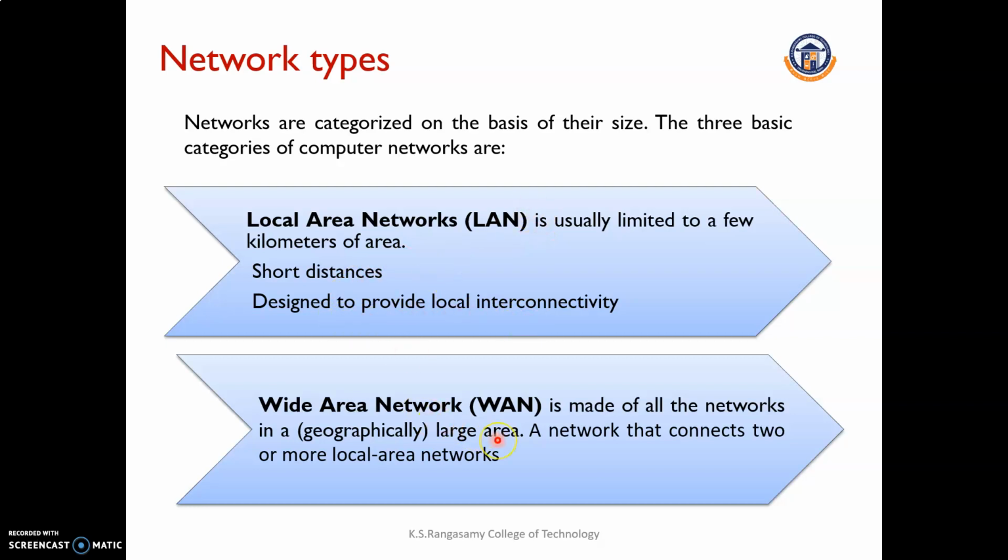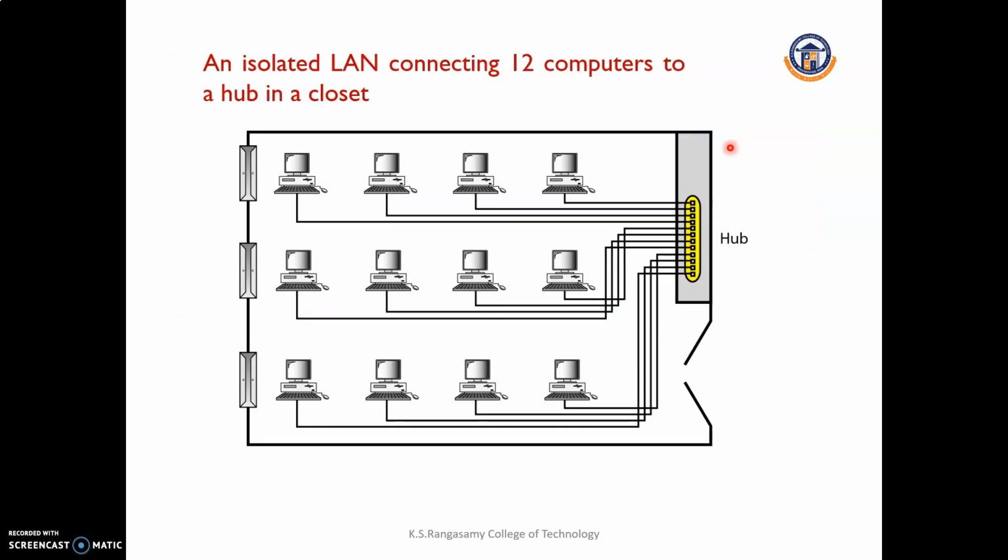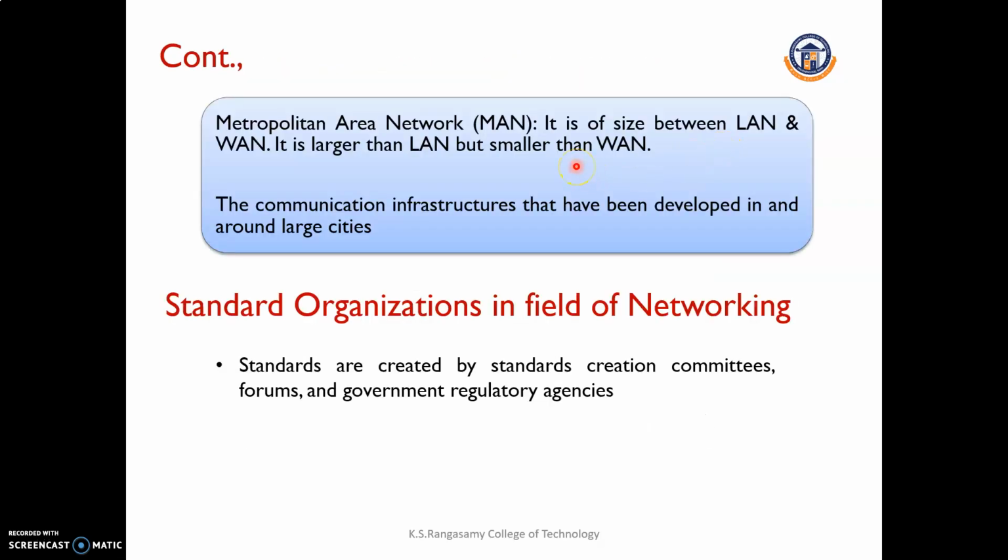The second is the wide area network, the WAN. It is made up of all the networks in a large area, a network that connects two or more local area networks. The third one is the metropolitan area network, the MAN. It is of size between LAN and WAN. It is larger than the LAN but smaller than WAN. It is the communication infrastructure that has been developed in and around large cities.